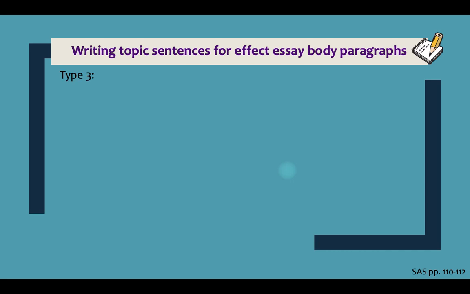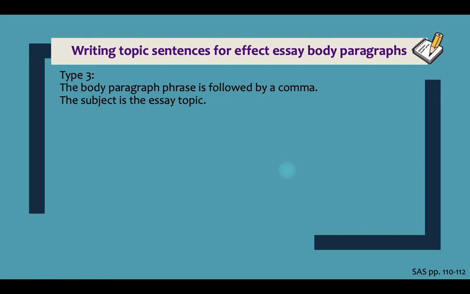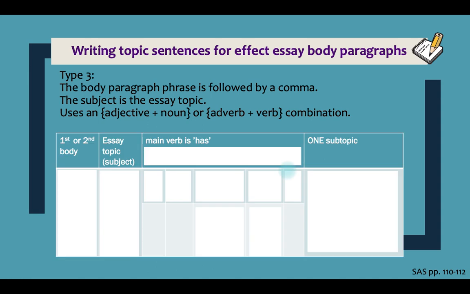A third type of topic sentence, the body paragraph phrase, again, is followed by a comma. The subject is the essay topic. And these use an adjective noun or adverb verb combination. In this case, these adjectives and adverbs can't be left out. They must be used. My little table here looks a little more complicated, but it's not.